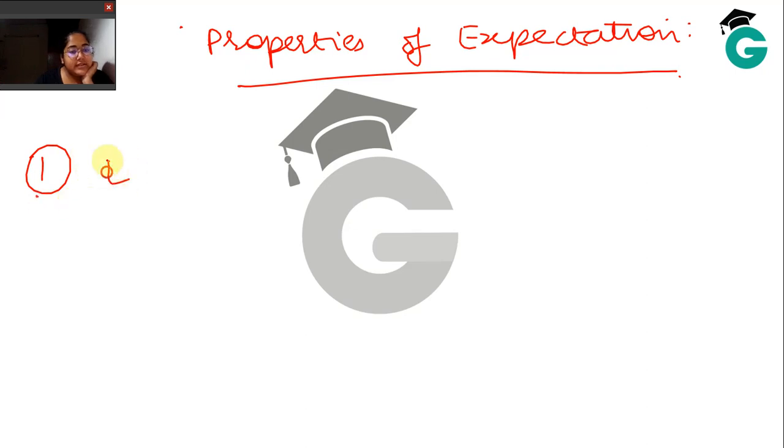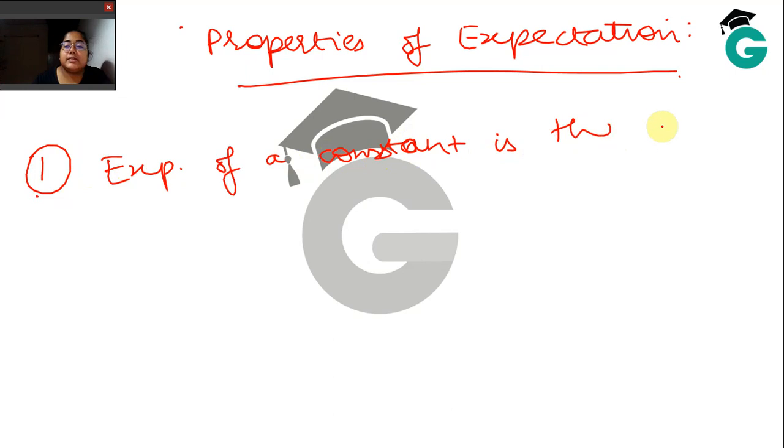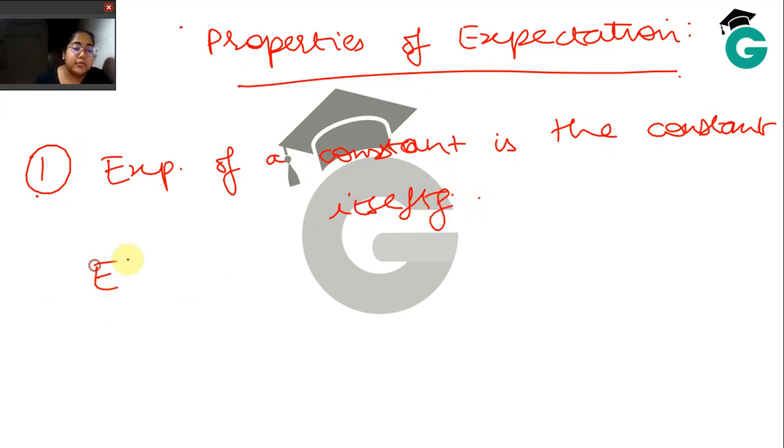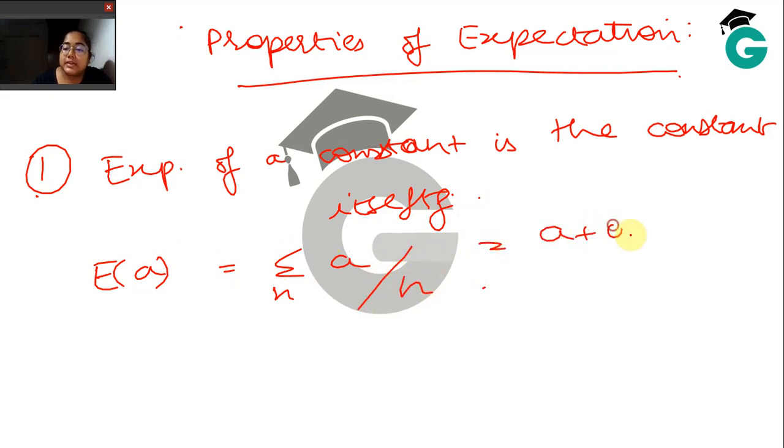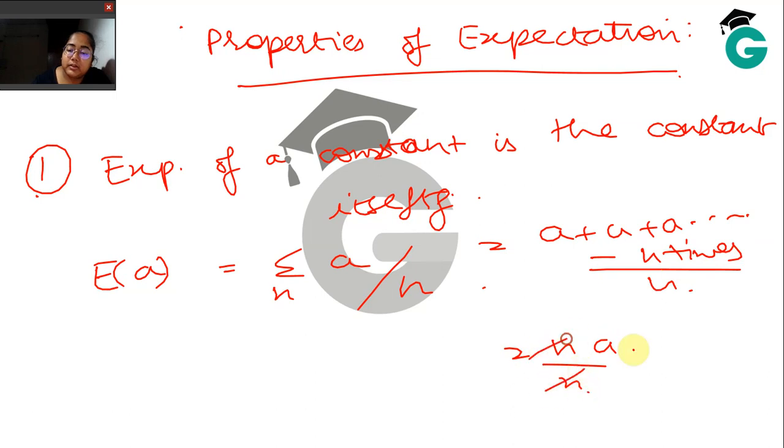The first thing is that the expectation of a constant is the constant itself. This should be very logical, but let's prove it for the expectation of A, where A is any constant. It would be the summation of A, n times, divided by n, which is A plus A plus A, and so on, n times, divided by n. So that would be nA upon n; n and n get cancelled, and this is equal to A.